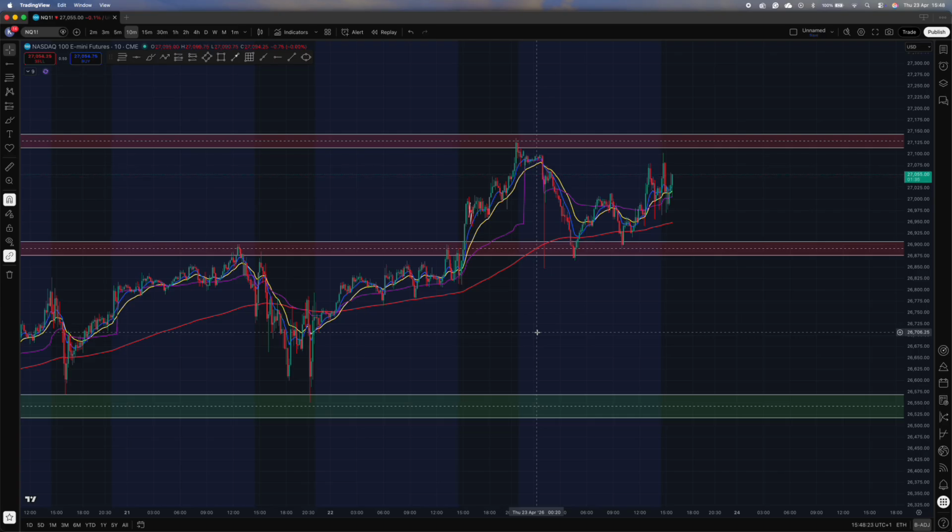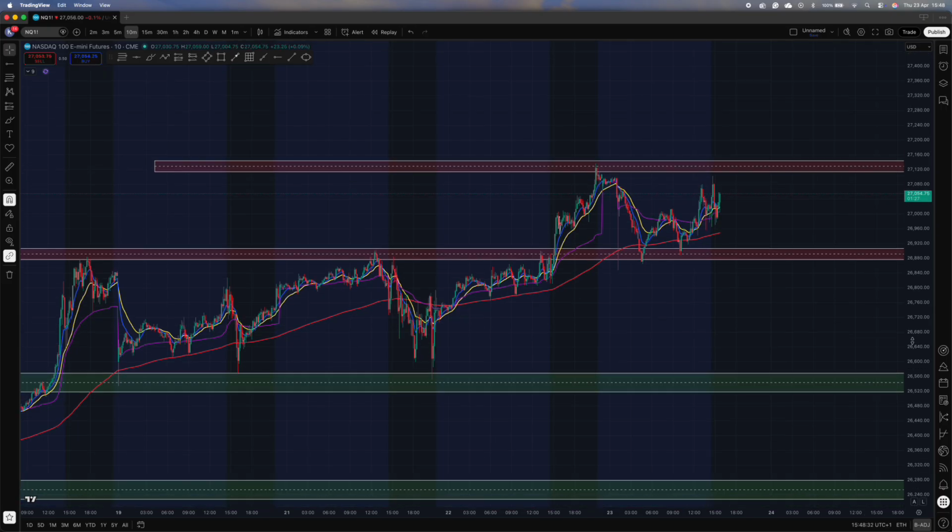Now, of course, I do refine this and more. This is just a quick example to show you how I do it and how you can get started doing this.